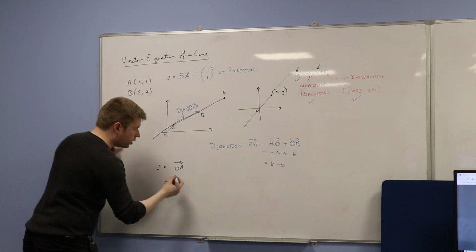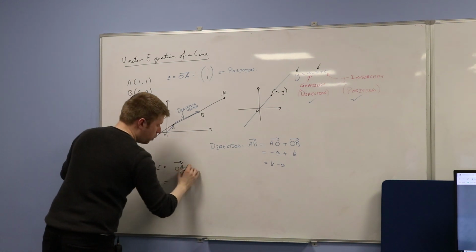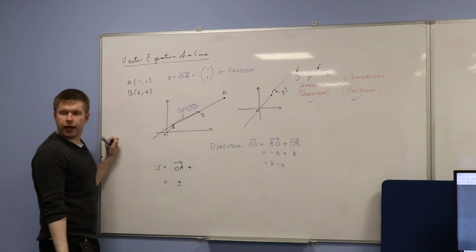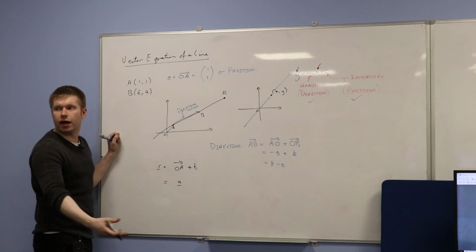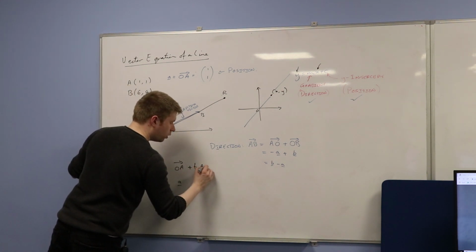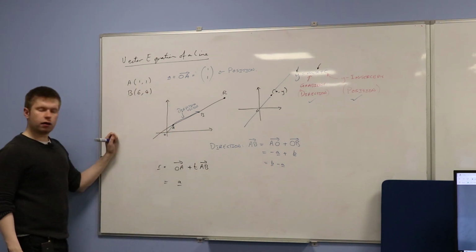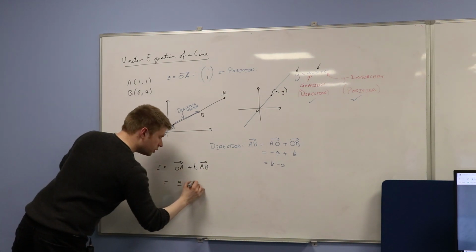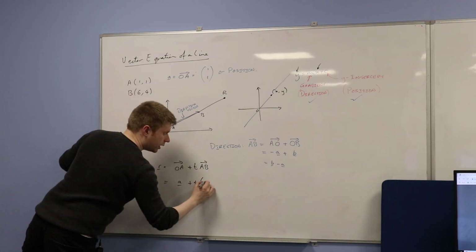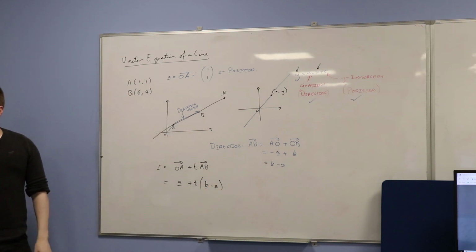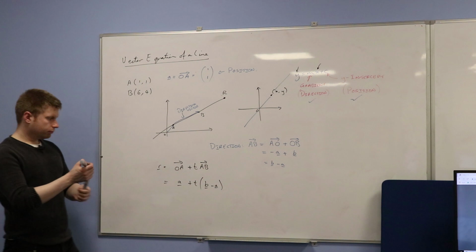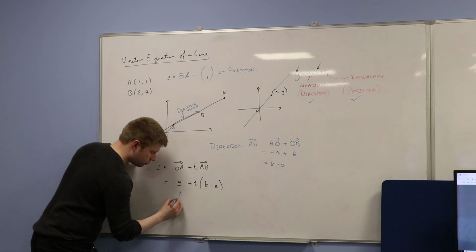So in other words, I'm going to move some multiple of this. I'm just going to call it T. That's my multiple. Could be 3, could be 4, could be negative 5. It's going to be some multiple of A to B, which means there's going to be T lots of A to B, which is given by B minus A. So we have direction, then R. So this is my position. This is the thing that actually gets me onto the line.